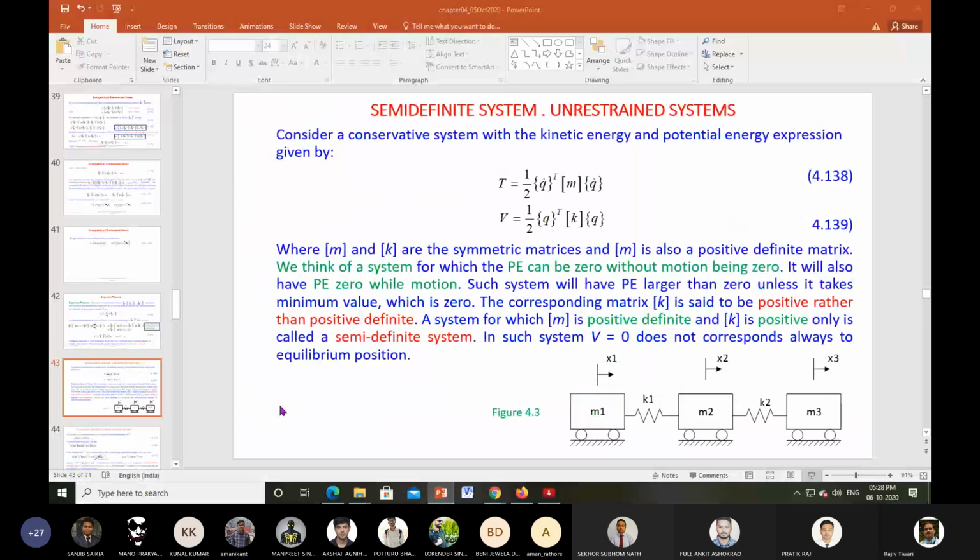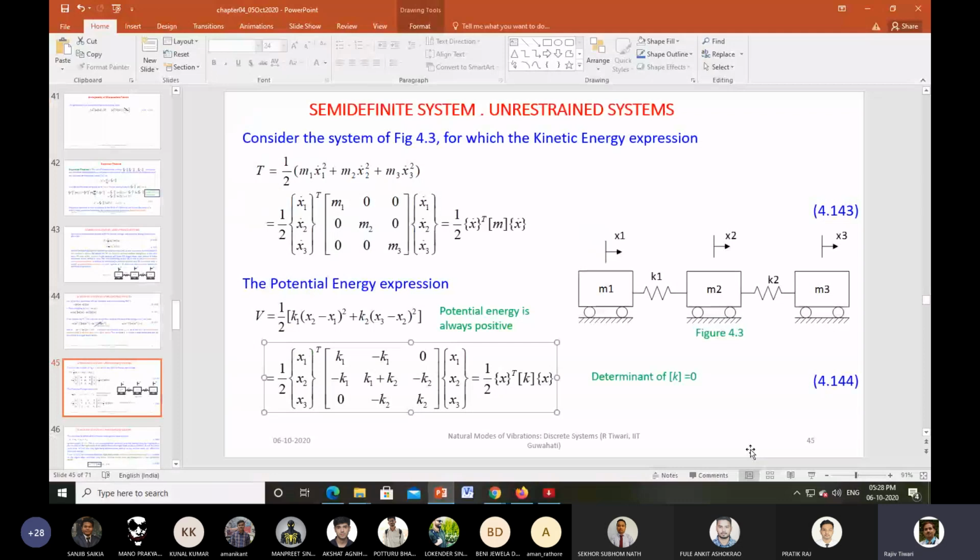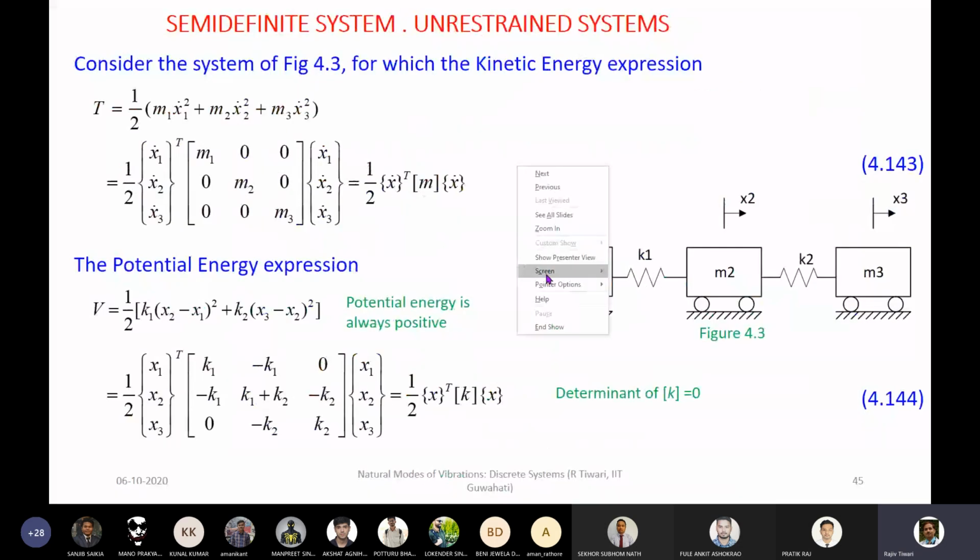Because these are potential energies, derivatives will not be there. This is the quadratic form of the potential energy we have been talking about, and the quadratic form of the kinetic energy we have been talking about.